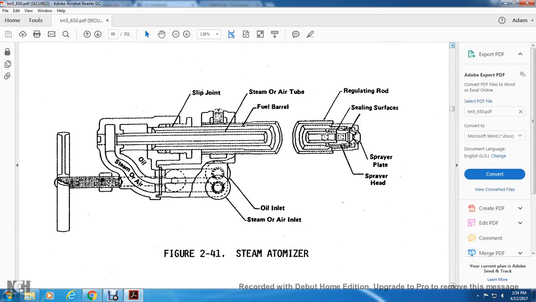This shows Figure 24-1, steam atomizers: oil inlet, steam inlet, air inlet, slip joint, steam, air tube, fuel barrel, regulating rod, sealing surface, spray plate, and spray header.